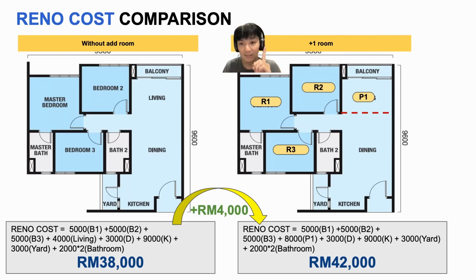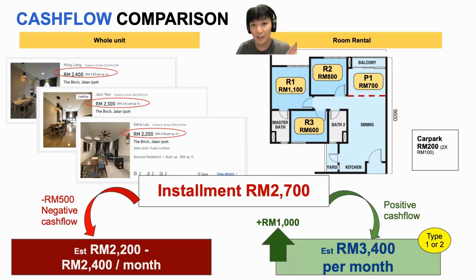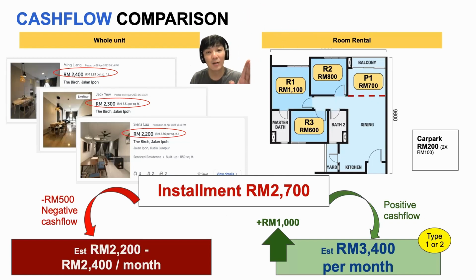And what is your ROI? Just now we have already compared, right? The whole unit here rents for around 2,002 to 2,004. If you get a better deal, 2,005, 2,006, but it's still below your installment, still negative cash flow. So what if you add another 3 to 4,000, depending on your contractor and how you bargain to get the best deal? But generally, based on our calculation, just add 4,000 to add another room here.